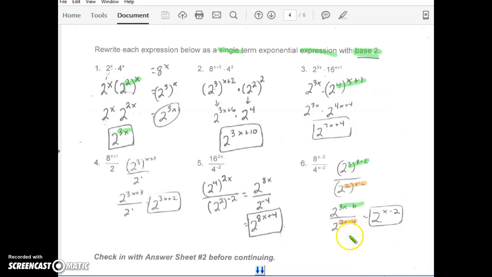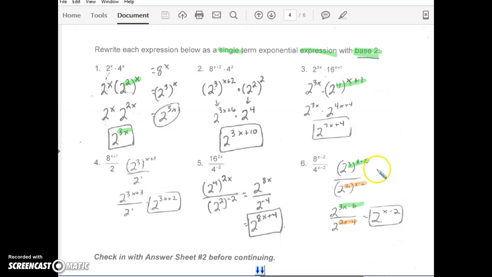Now to find my final answer, I'm not going to add the exponents together because I do that with a multiplication problem. But this is division with the same base. So instead of adding the exponents, I'm going to subtract them. So I'm going to take 3x, and I'm just going to line up the like terms. 3x minus 2x is 1x, and negative 6 minus negative 4, that's a plus 4, gives me a negative 2. So my new exponent then is 2 to the x minus 2.